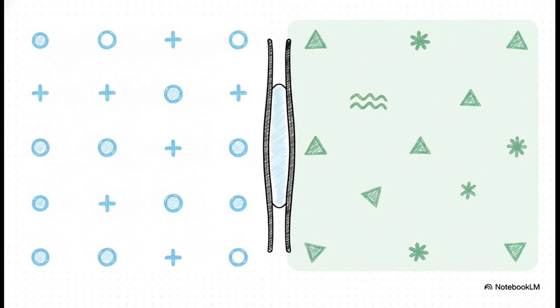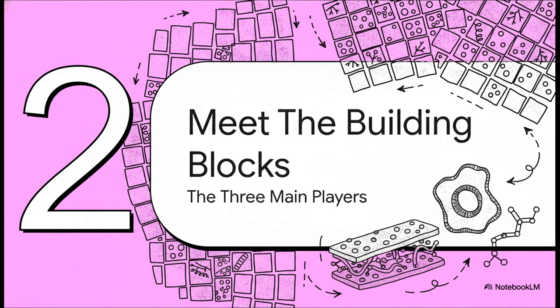Okay, so job number 1 for this fluid mosaic is to act as a border guard. Its whole purpose is to separate the watery world inside the cell from the watery world outside the cell. And believe me, these two environments are totally different, chemically speaking. The membrane's job is to keep that delicate balance. I mean, without it, the cell just couldn't work, period. Section 2, meet the building blocks.